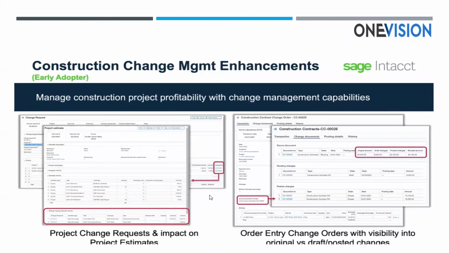For early adopters, enhancements have been made in Release 2 to the change request process for construction. With change requests, you can now review impacts on the project estimate and see the effects on project profitability and have the ability to communicate these changes. With change requests on order entry documents, you now have visibility into the original as well as draft and posted changes, showing the effects of the change request.